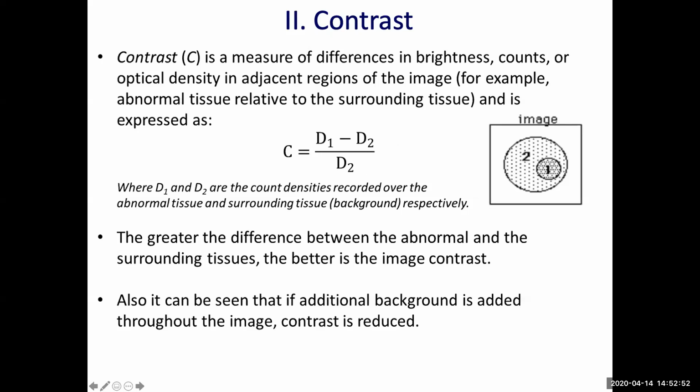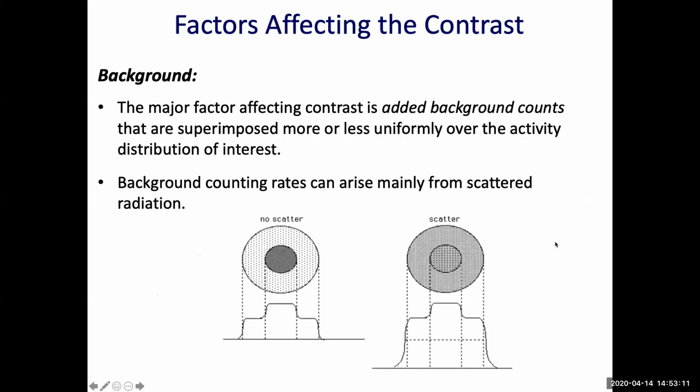It is understood from this equation that the greater the difference between the abnormal and the surrounding tissue, the better is the image contrast. Also, it can be seen that if additional background is added to the image, contrast is reduced. Several factors affect the contrast of the image, including background, count density, size of the lesion, and also patient motion. The major factor affecting the contrast is added background.